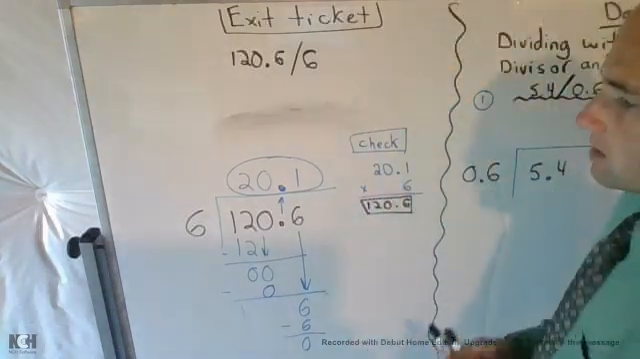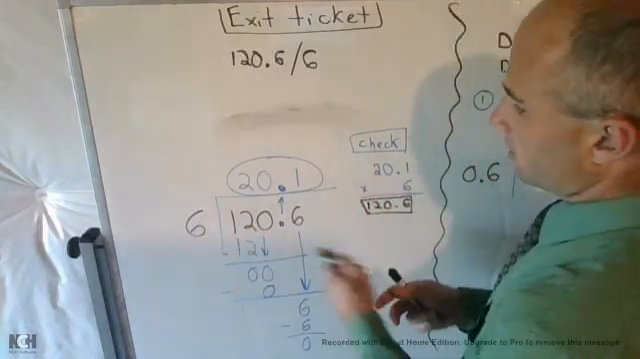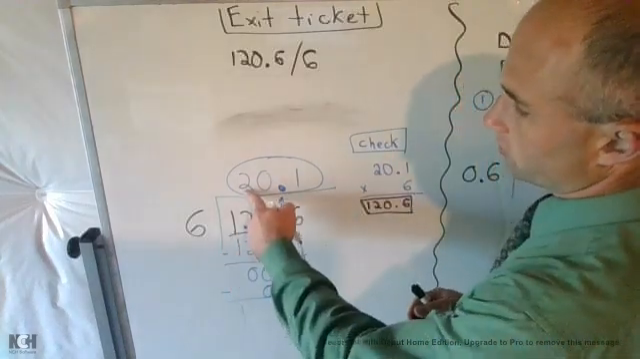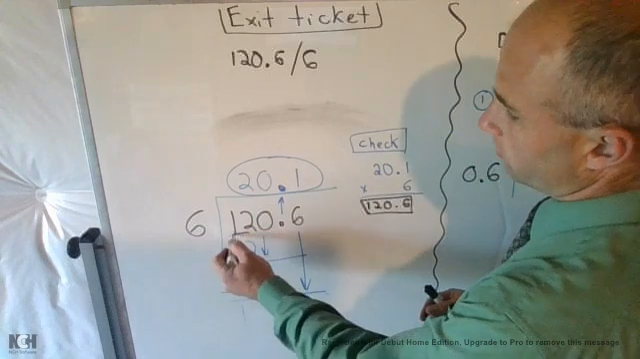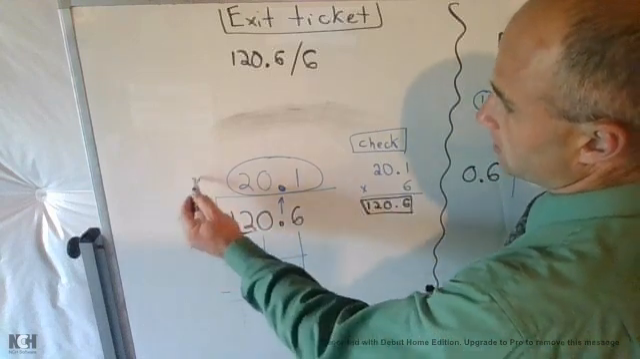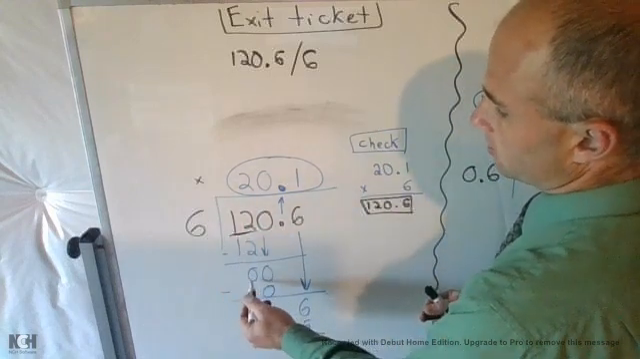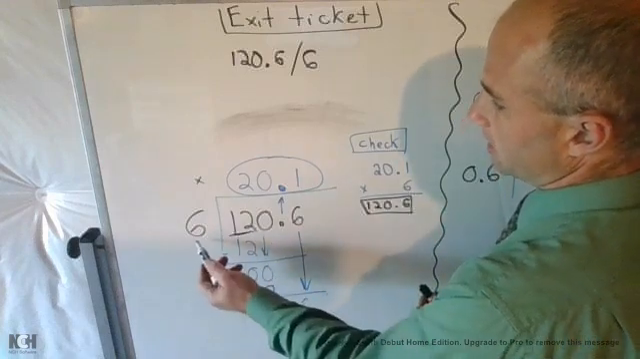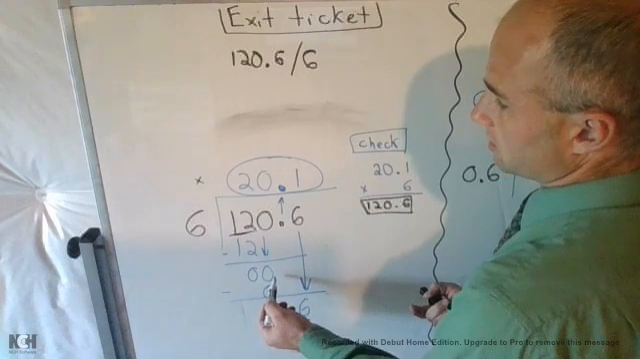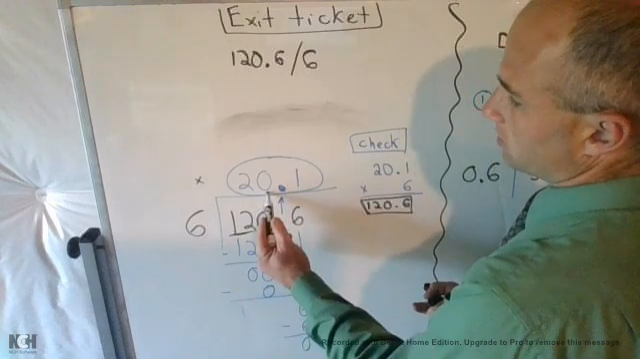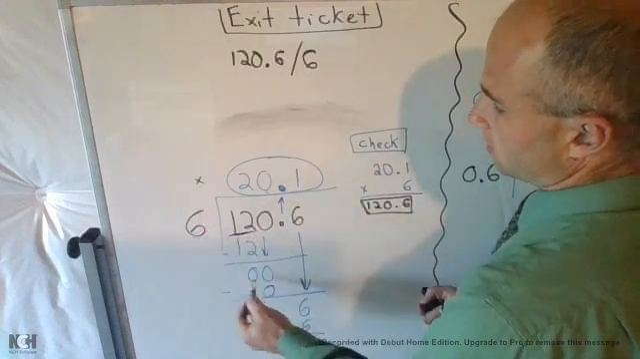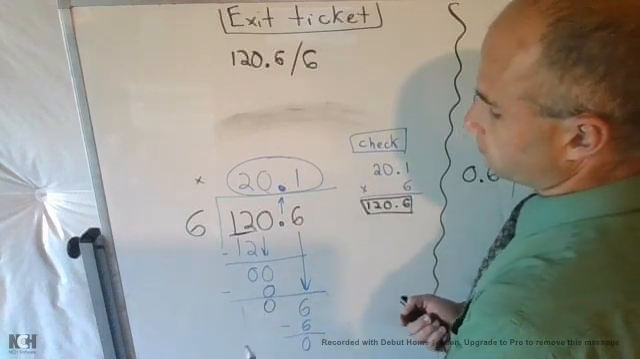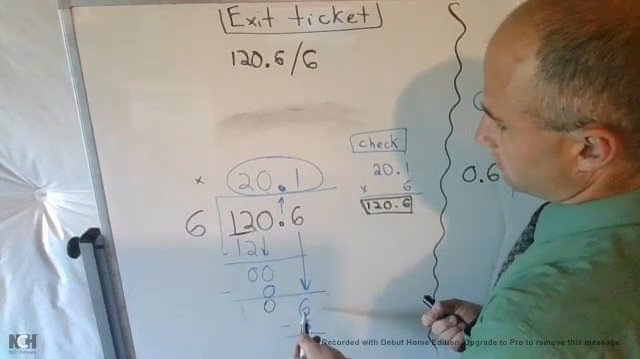So in this case, we see that 6 goes into not 1, but 12 2 times. So the 2 goes above the 2 of the 12. 2 times 6 equals 12. You get 0 when you subtract. You bring down this 0. Now, how many 6s are going to go into 0? 0, which is why you put 0 here. 0 times 6 gives you 0. You subtract, obviously you get 0. You bring down your 6/10.